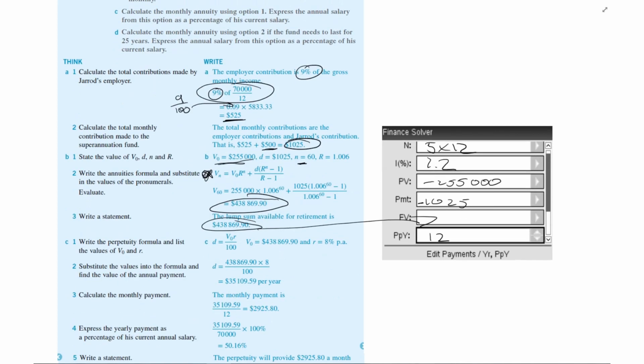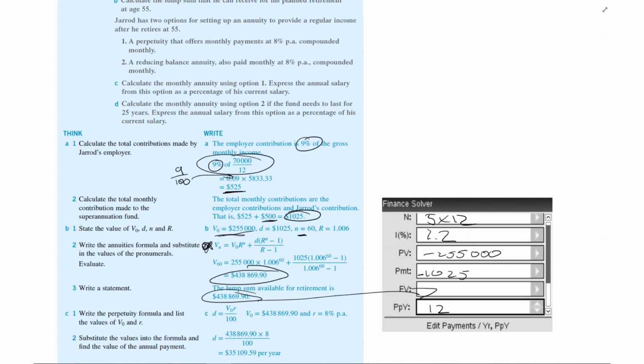Now, part C, calculate the monthly. So he's got two options. He's retired at 55 and he sets up an annuity so he can get a regular income after he's retired. One's a perpetuity, one's a reducing balance annuity.